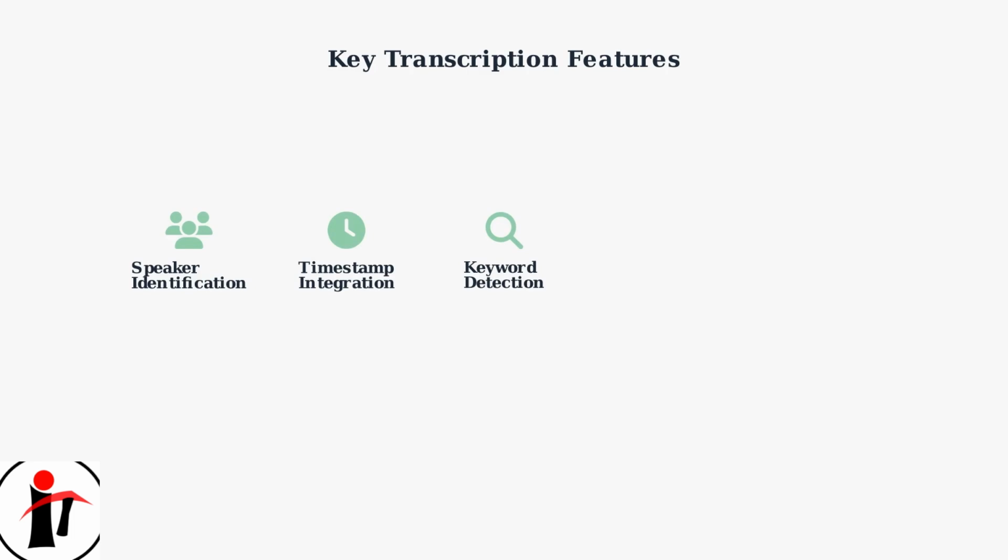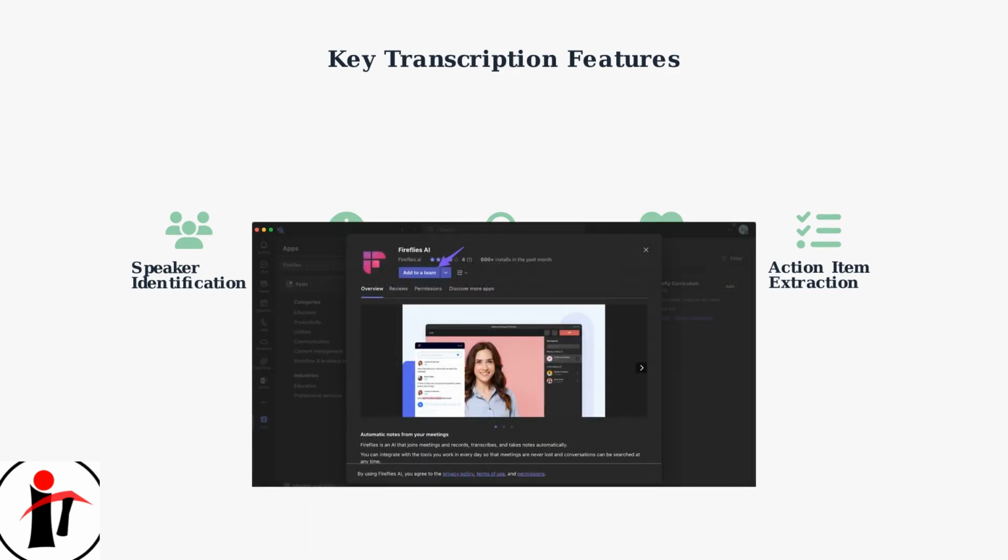Fireflies provides powerful features, including speaker identification to distinguish between different participants, precise timestamp integration for easy navigation, and automatic keyword detection. Additionally, Fireflies performs sentiment analysis to detect emotional tone in conversations and automatically extracts action items and tasks from your meetings. The result is a comprehensive transcript with AI-powered insights that transforms your video content into searchable, actionable information.